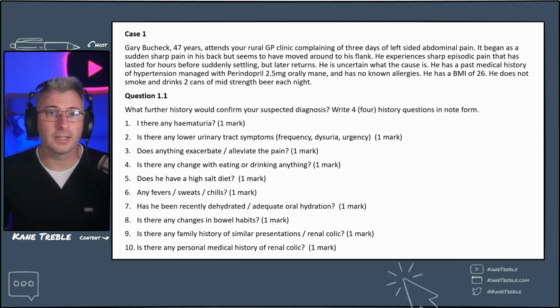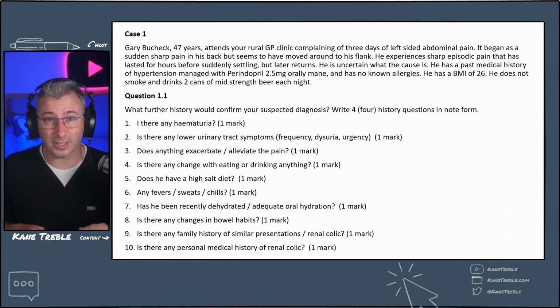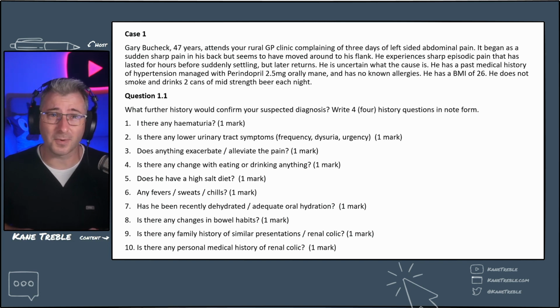So, is there any hematuria? This is a case of renal colic. Hematuria is a not uncommon finding with renal colic, and certainly leads you down that pathway. Are there any other lower urinary tract symptoms, such as frequency, dysuria, or urgency, all very common with renal colic? Does anything exacerbate or alleviate the pain? So classically, renal colic is one of those things that no matter how you try and position yourself, it's going to be not a fun time for you.